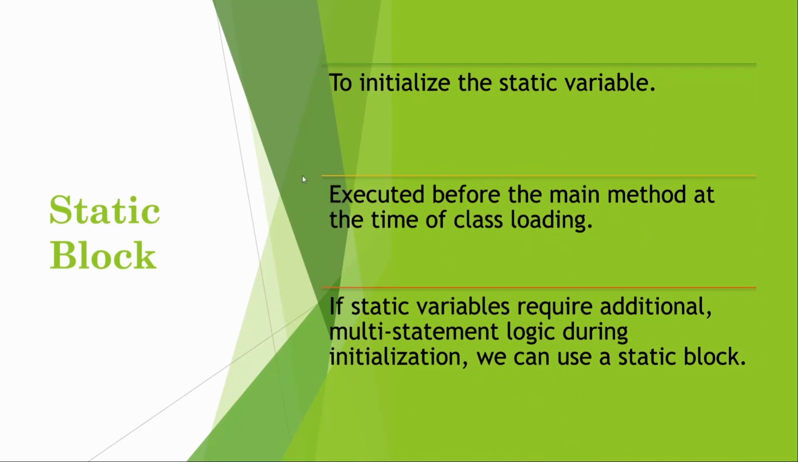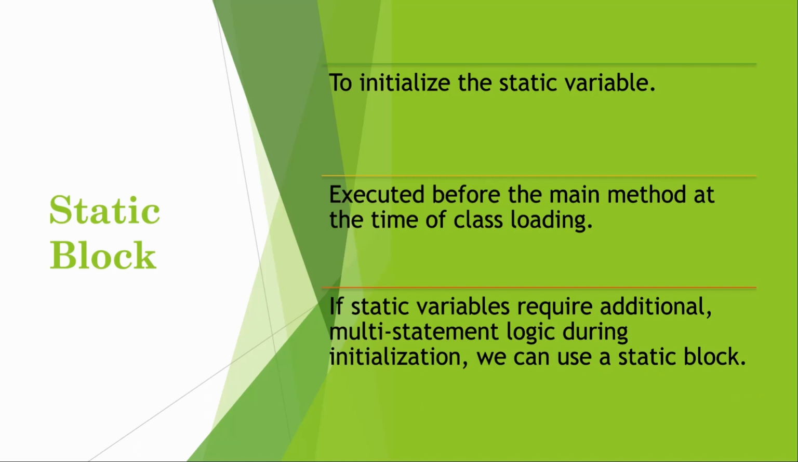Now coming to static block. To initialize the static variable, you can have a static block executed before the main method at the time of class loading. So when your class loads, before execution, if you want some static variable to have a value, you can initialize it in the static block, because static block gets initialized far before the main method. If static variables require additional multi-statement logic during initialization, we can use it. That's what I said right now, right?